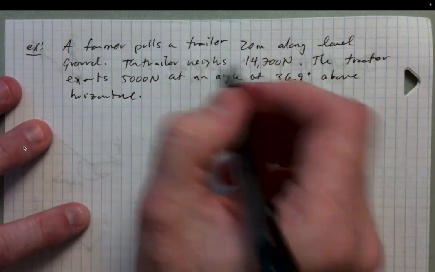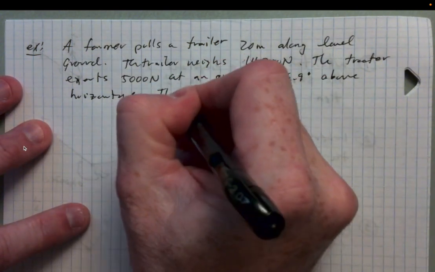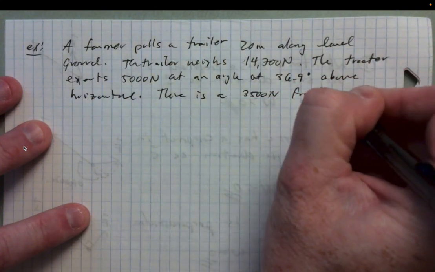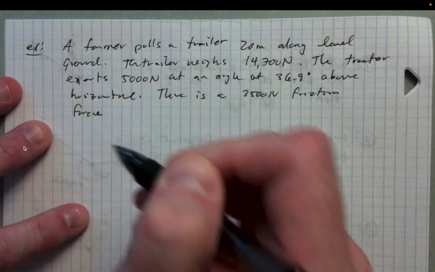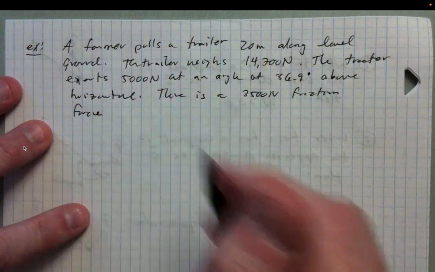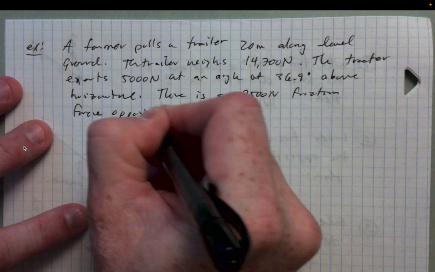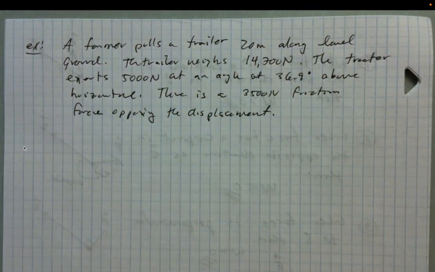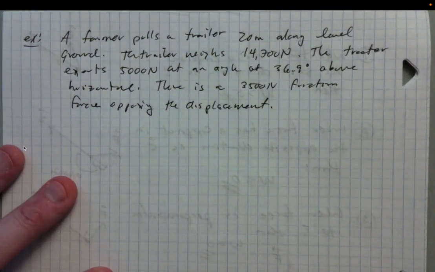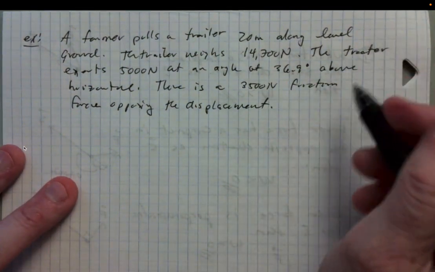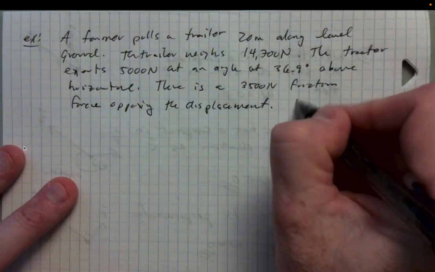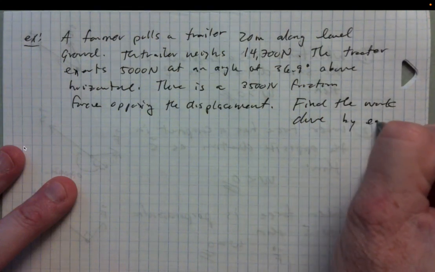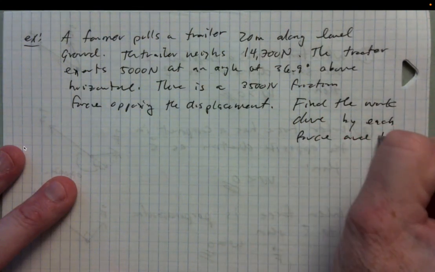Okay. And let's throw some friction in here just to make it more interesting. There is a 3,500 Newton friction force opposing the displacement. Okay, so there we go. So what does this look like? Well, what are we interested in? We want to find the work done by each force and the total work.